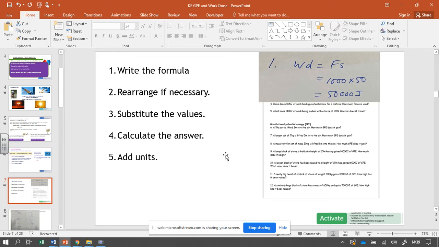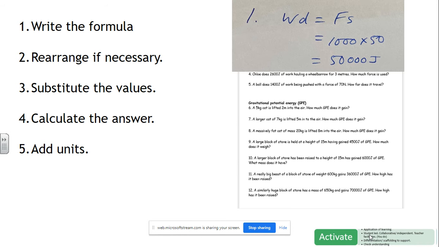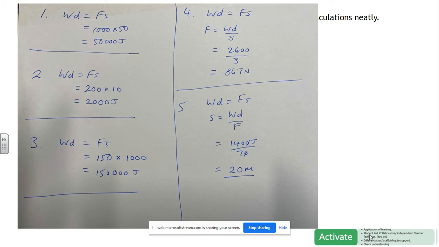Okay, and we're back. Let's make sure it's on. There we go. So moving on, there's our example, and these are our solutions.